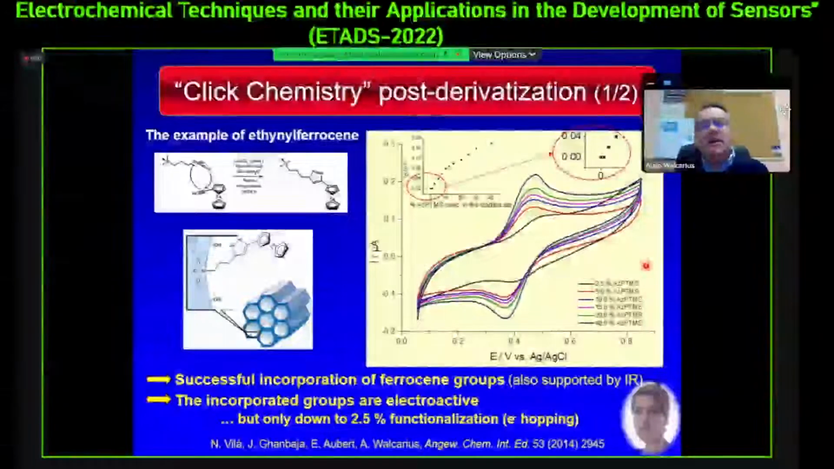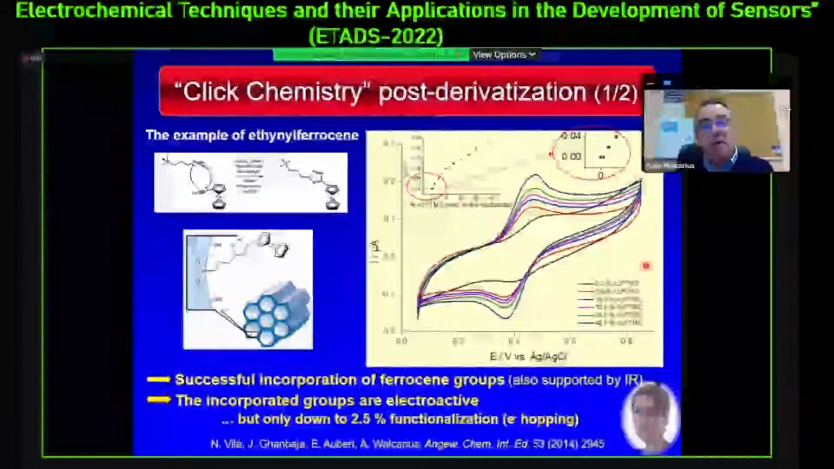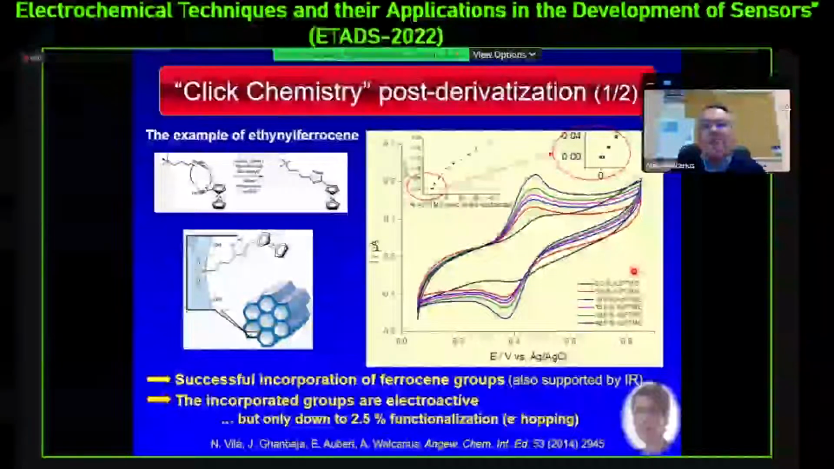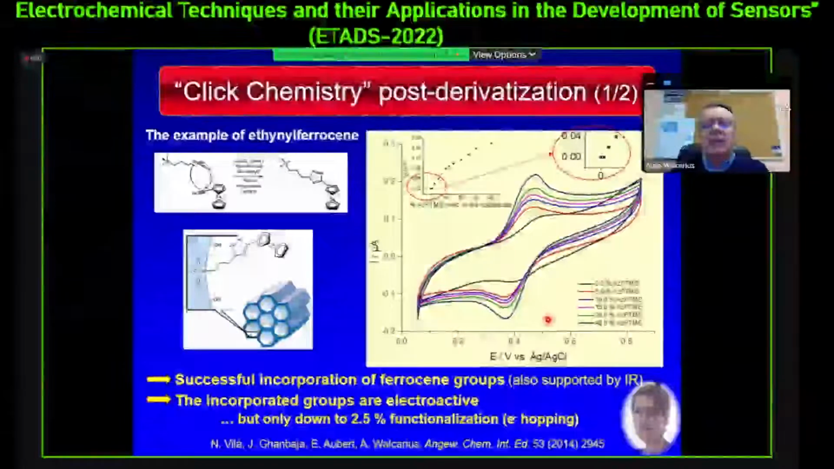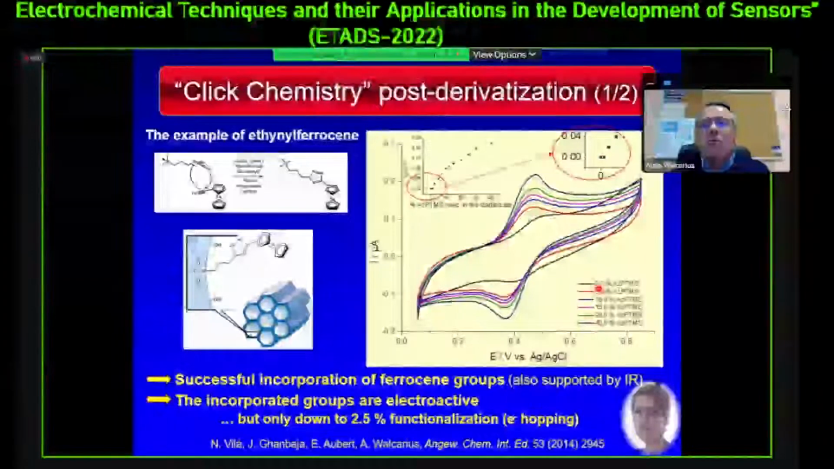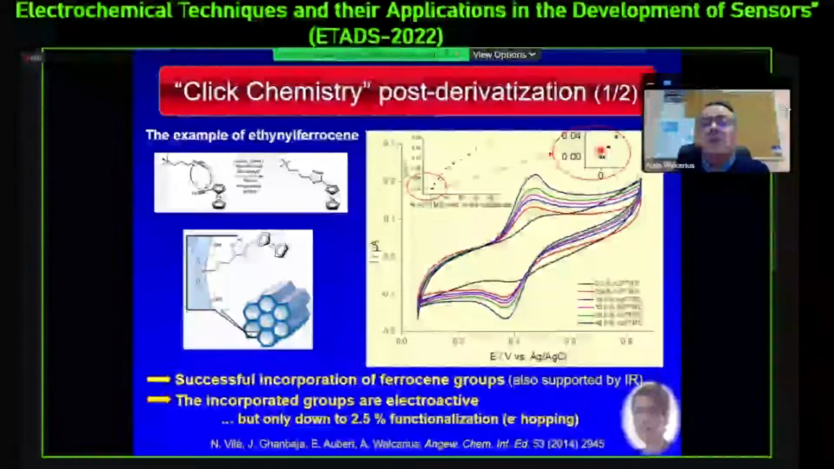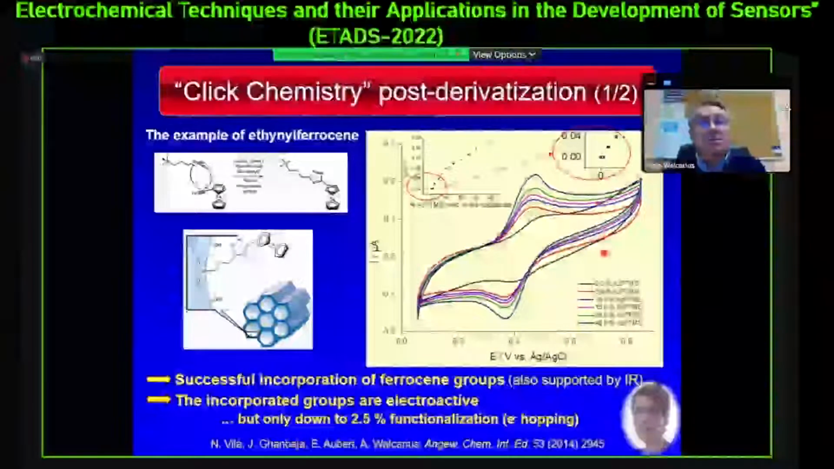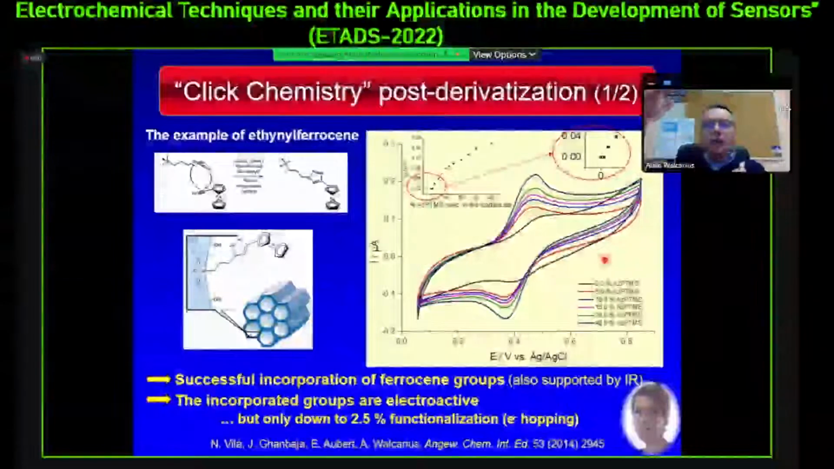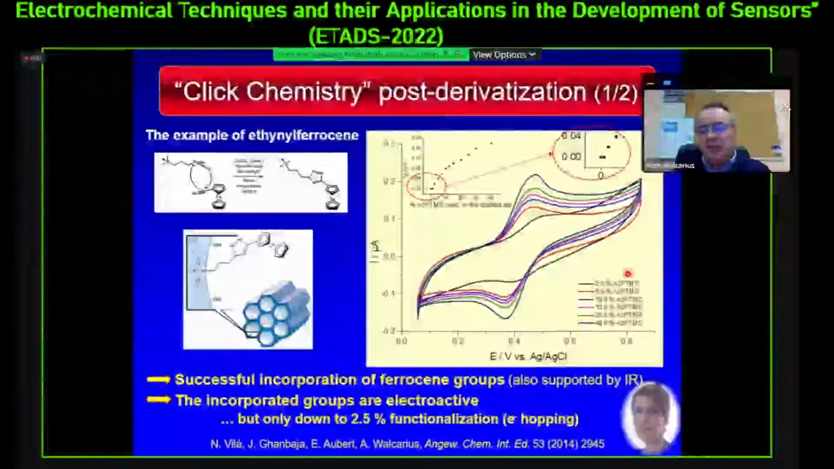This can be surprising because the silica is a non-conductive material. And so that means that the electron transfer mechanism is actually electron hopping from one ferrocene to another one. And this also explains why at very low amounts of ferrocene, lower than 2% of azide group in the material, we did not see any response. Even though the ferrocene groups are really in the material, they are too far from each other to enable the electron transfer.